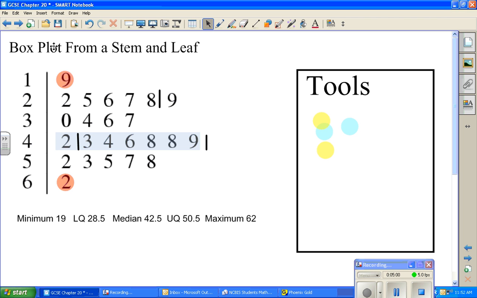Right, well, that's the end of that. That's just a short one. I hope you can now do your box plots, box and whisker diagrams from stem and leaf.